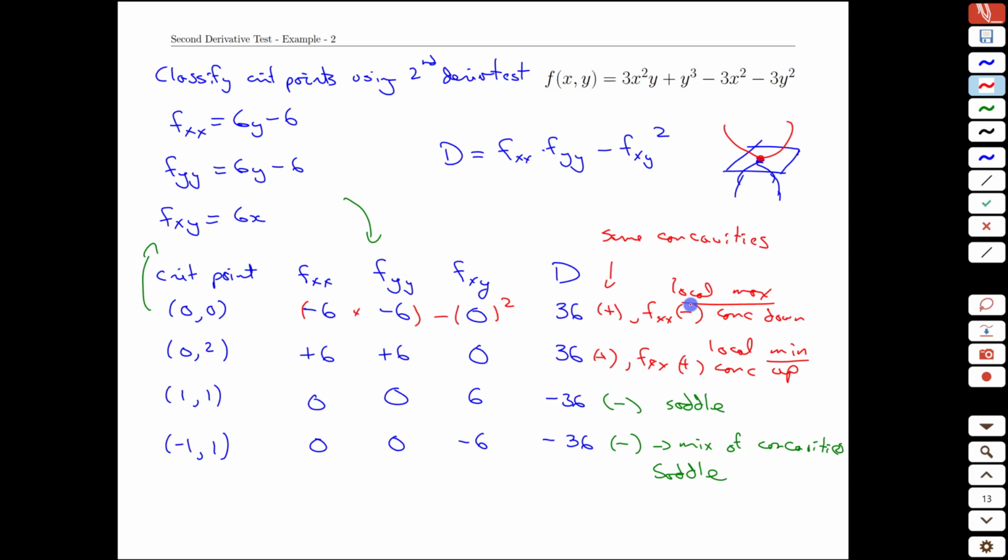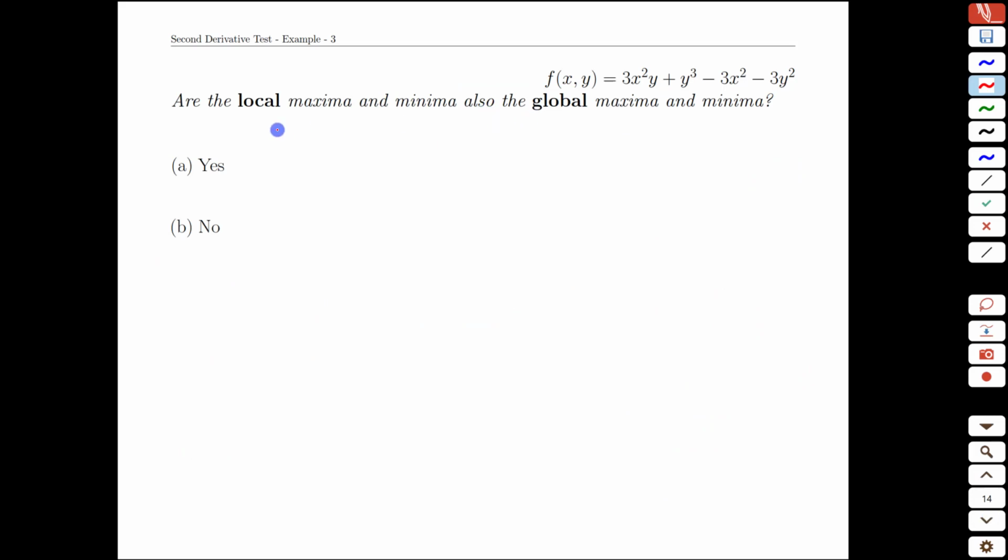One last important note: what we've identified here are local maxes and local minima. A saddle point is neither. A follow-up question might be whether those local max and mins that we found are also the global max and global min respectively. Take a moment to look at this function and ask yourself if that would be the case. Pause the video and then we'll check in.